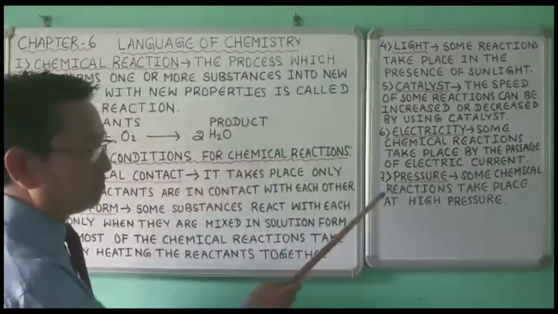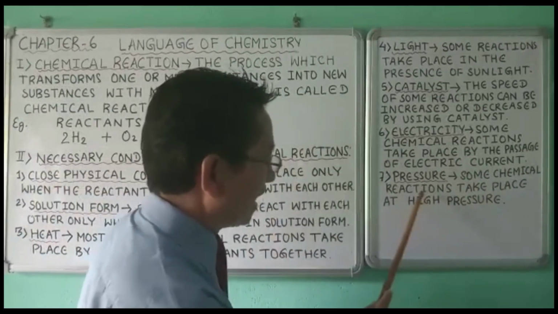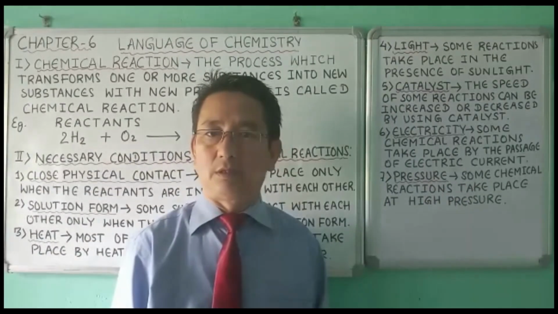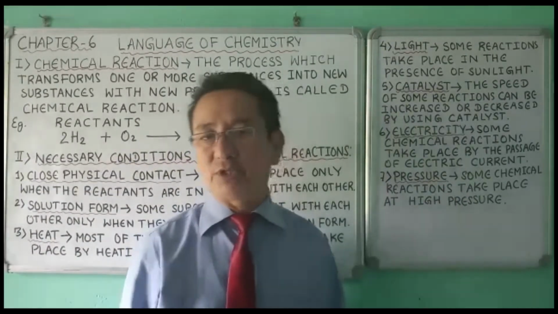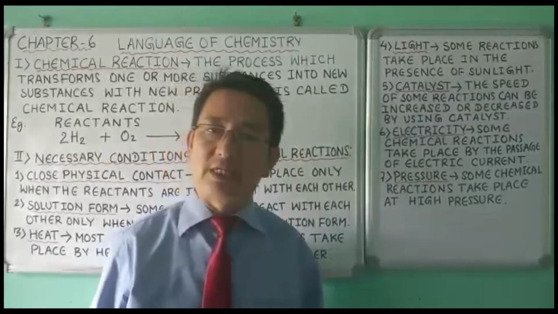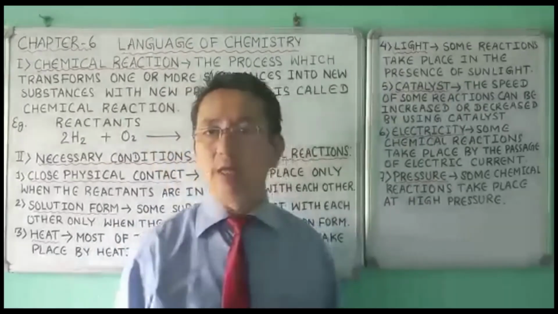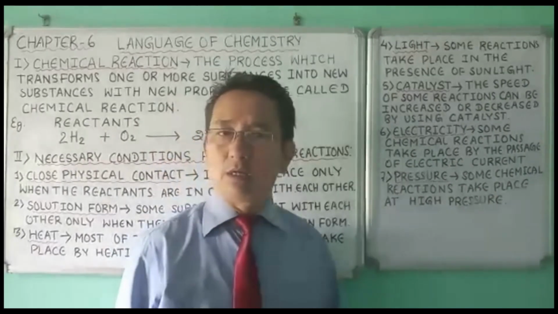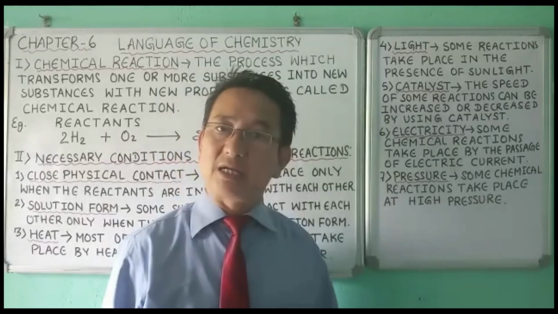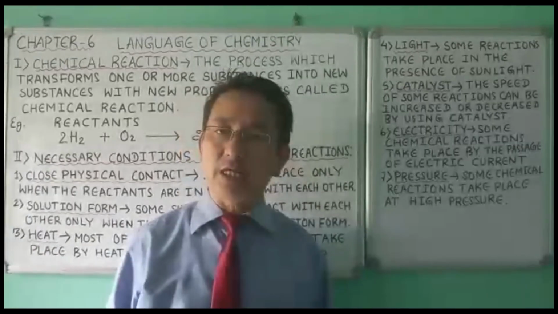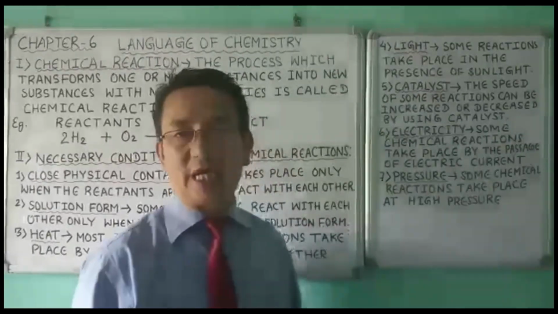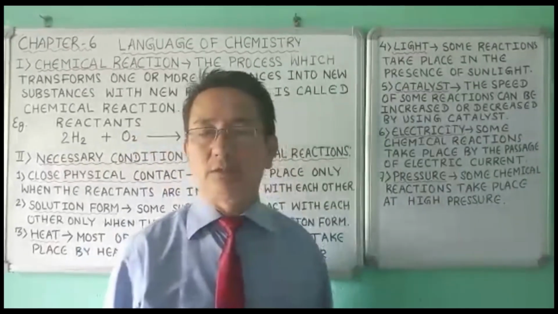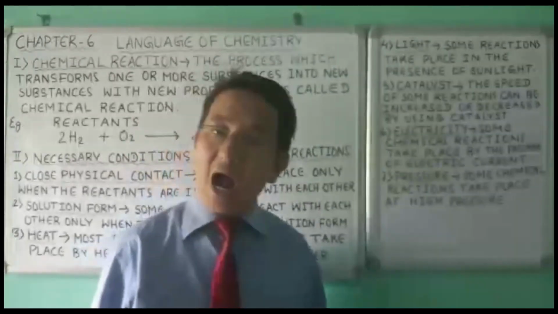Now, the last one here, pressure. Some chemical reactions take place at high pressure. For example, the manufacture of ammonia gas from nitrogen and hydrogen by Haber's process. Ammonia is formed at high pressure when nitrogen and hydrogen are passed through the catalytic chamber, which contains finely divided iron, at high pressure.